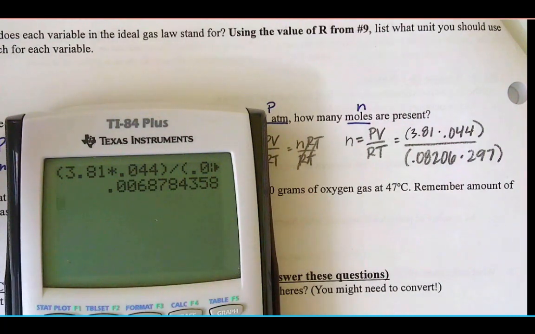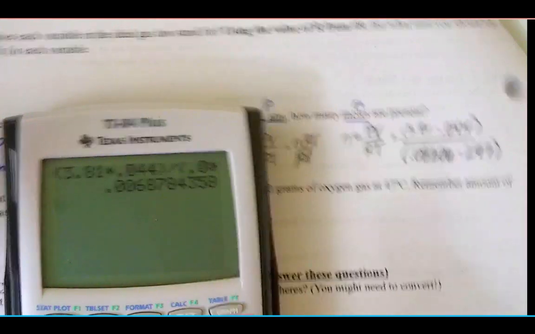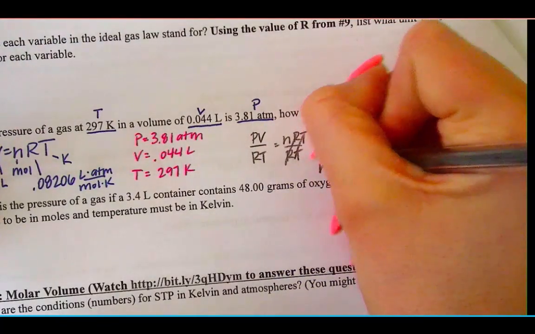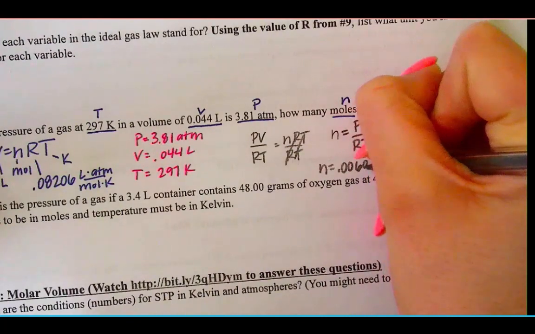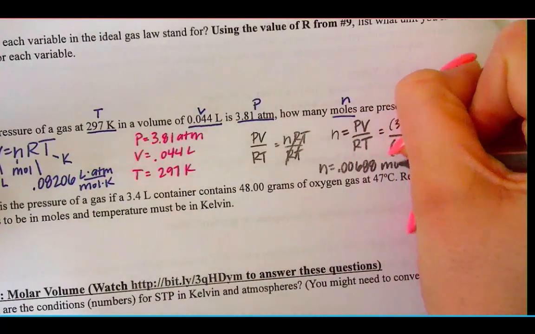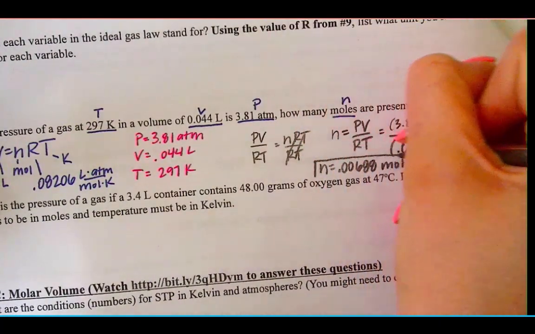Right? 3 sig figs is not necessarily 3 decimal places. Leading zeros are never significant. So 1, 2, 3. I'm going to round to this 7. Does this stay a 7 or move to an 8? Move to an 8, right? Because look at what comes next. So N is 0.00688, and our unit for N is moles.